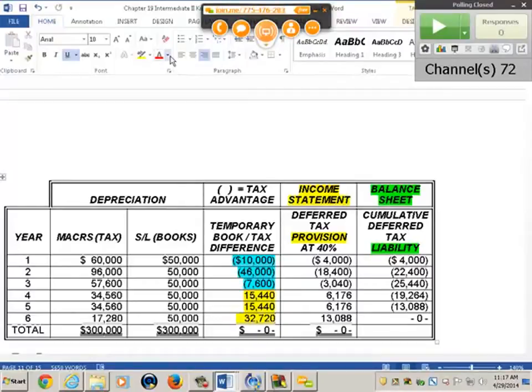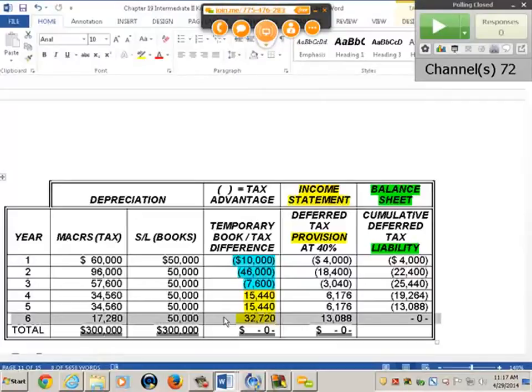Next year, the same thing. The lost tax deduction in yellow, the reversal of 15,440, cost me 6,176 in additional taxes paid, and it reduces my liability down to 13,088. And then finally in the last year, I have a loss of 32,720, lost tax deduction. That will cost an additional 13,080. When I pay that back, I will completely pay off my deferred liability.